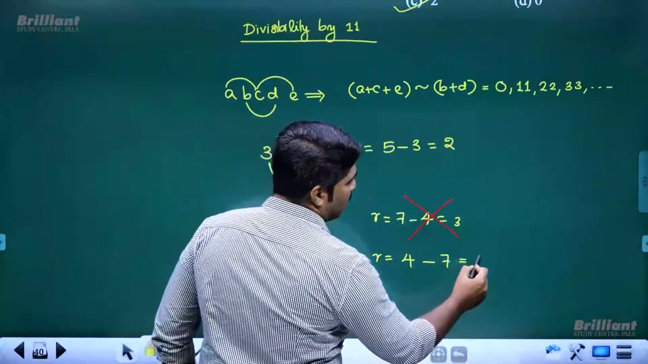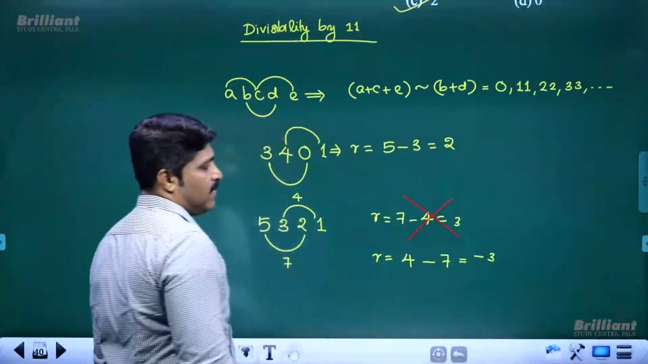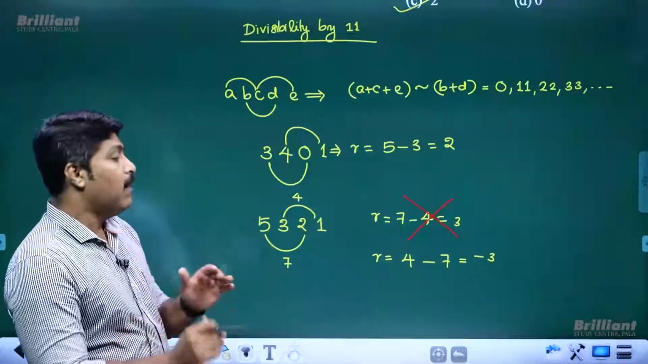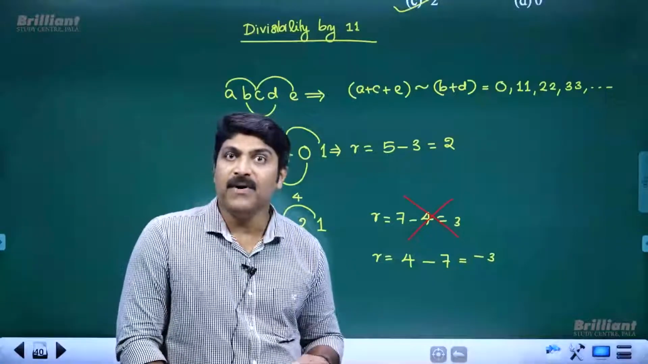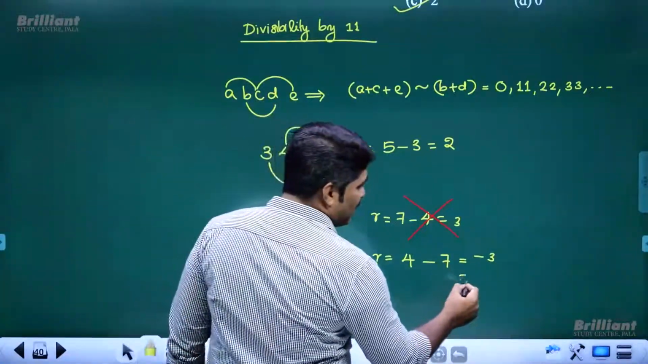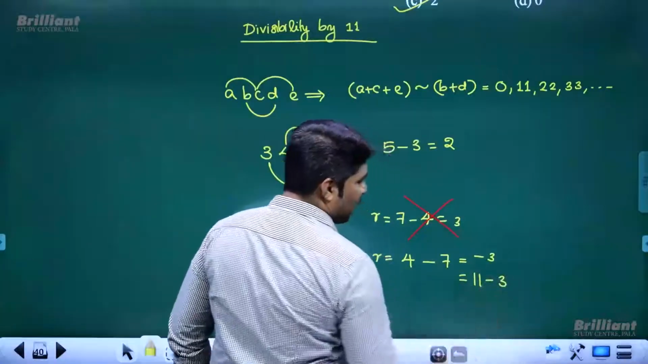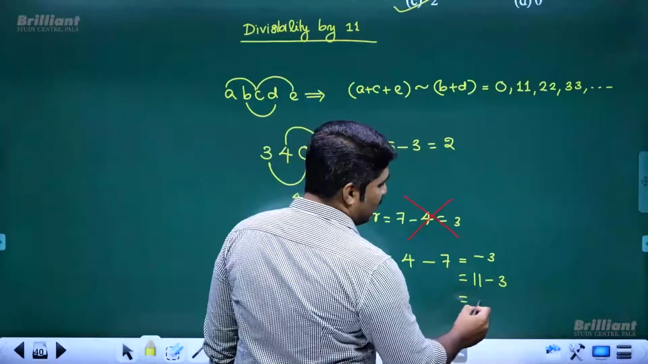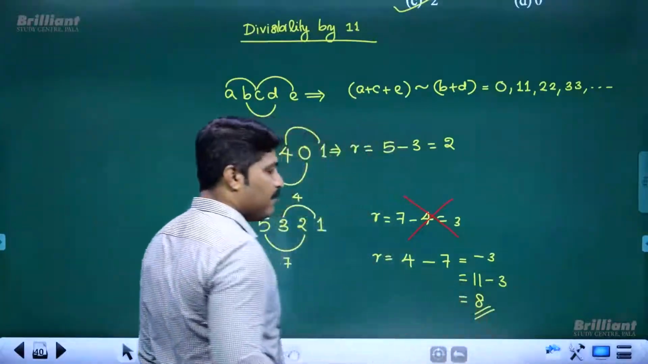Then there is another confusion that arises. That is minus 3. Is it a remainder? No doubt, that's a remainder. That's the case of a negative remainder. If you want to make it a positive remainder, what's the immediate next step? You just subtract this 3 from 11, because we are thinking about divisibility by 11. What is 11 minus 3? That's equal to 8. Don't forget that point.